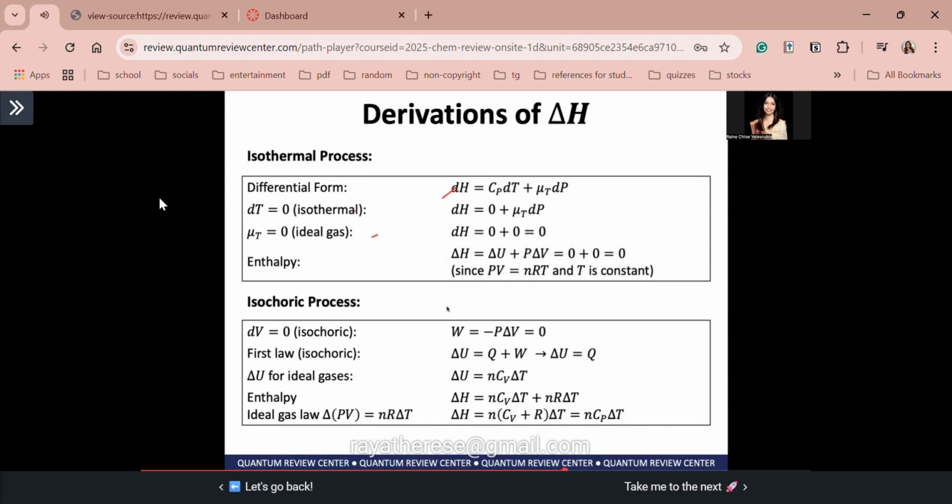Next, for isochoric process, we assume that volume is constant. Therefore, dV is equal to 0. So work is equal to 0. And from the first law, we know that delta U is equal to Q.